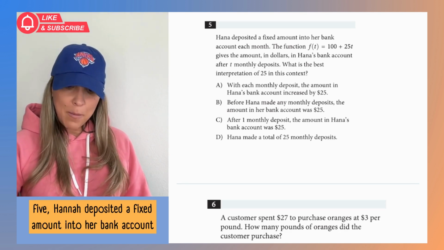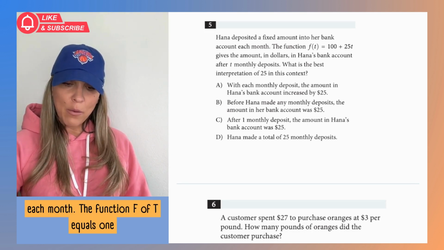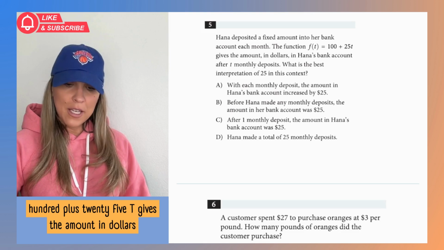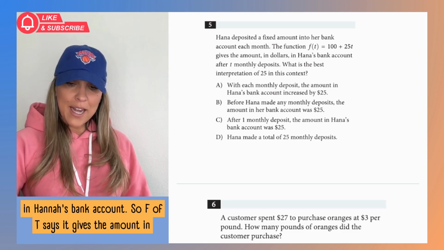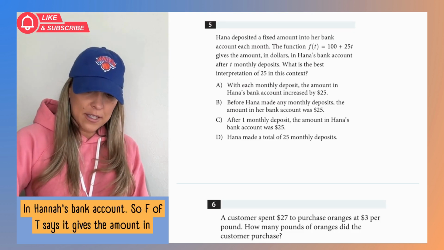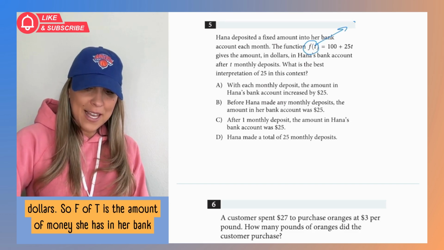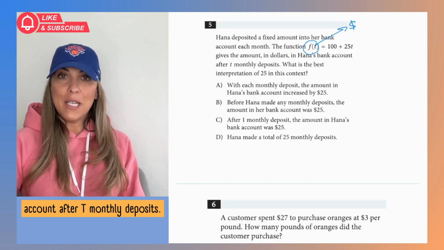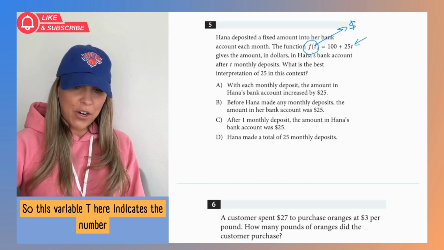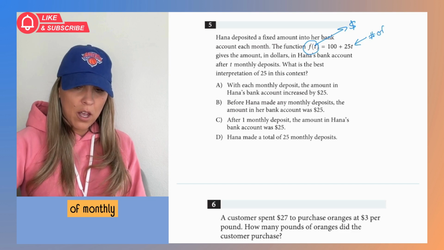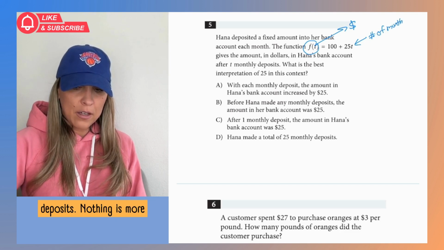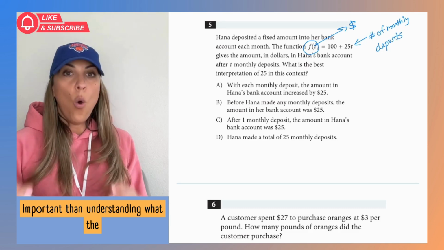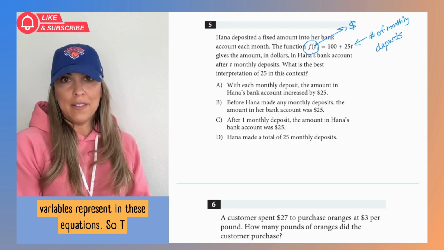Number 5, Hannah deposited a fixed amount into her bank account each month. The function f of t equals 100 plus 25t gives the amount in dollars in Hannah's bank account. So f of t is the amount of money she has in her bank account after t monthly deposits. So this variable t here indicates the number of monthly deposits. Nothing is more important than understanding what the variables represent in these equations.